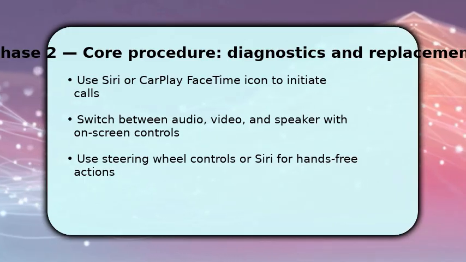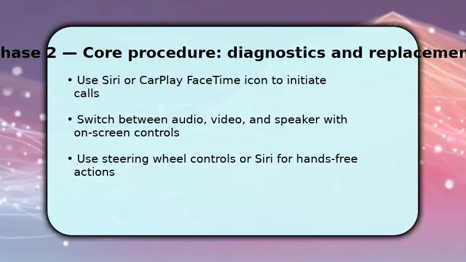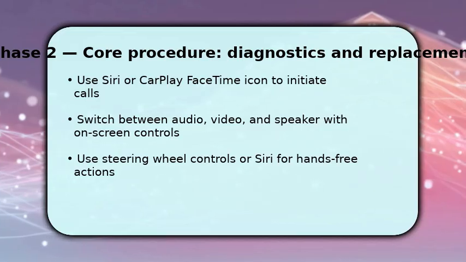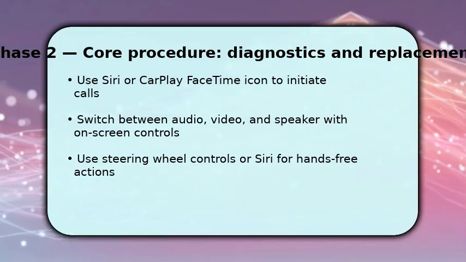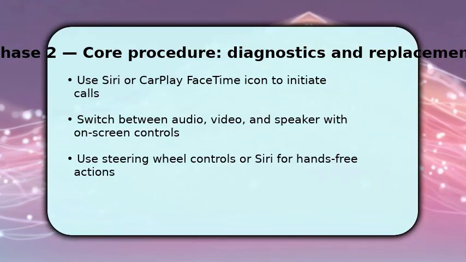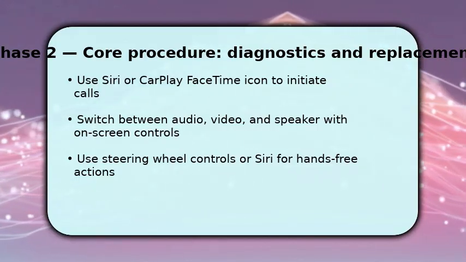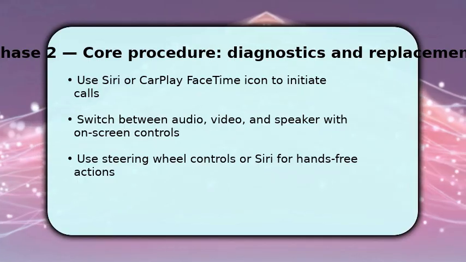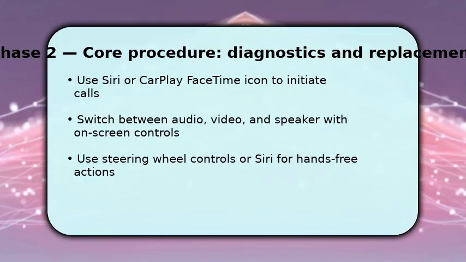During a call, switch modes using the on-screen controls. Toggle audio only, switch to video, or enable speaker, depending on driving laws and safety. You can also accept or end calls with steering wheel buttons. Press the voice button to ask Siri to mute, switch cameras, or add a person. Make sure to keep attention on the road.